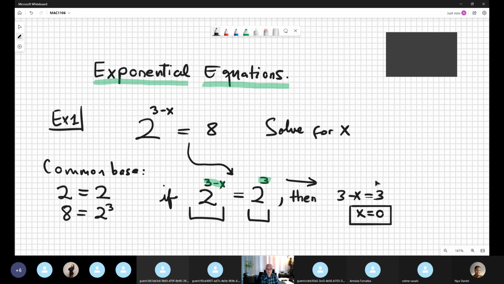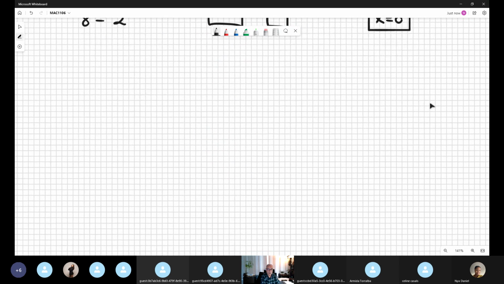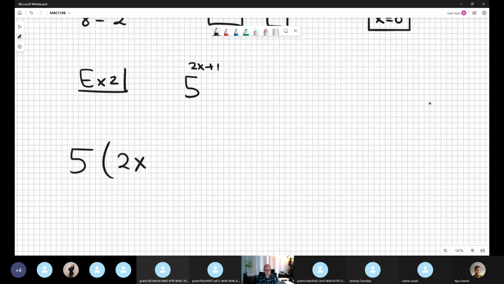Okay, come back. Example 2. But I need help in example 2. Example 2 is easy, in my opinion. It is 5 raised to the exponent 2x plus 1. Guys, very important. Some students get confused and believe that this is equivalent to 5 times 2x plus 1. No. The 2x plus 1 is the exponent. It's small and raised to this. Okay, no, this is a mistake.